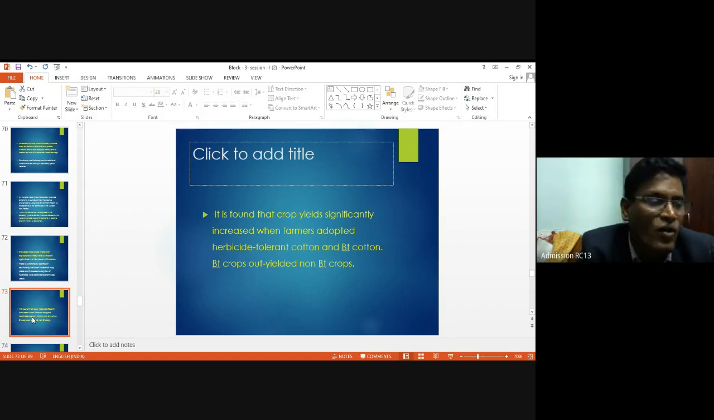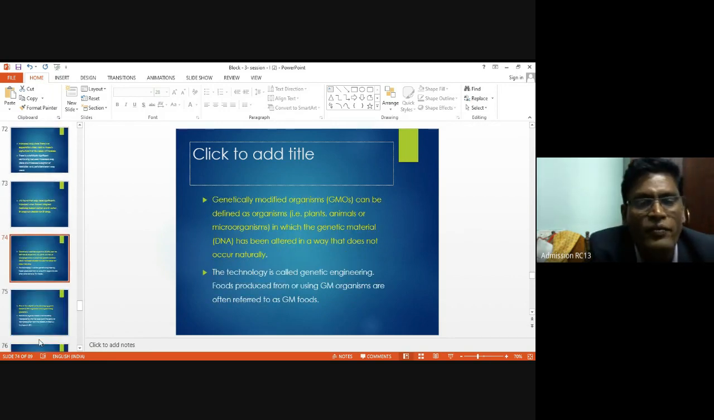And it is also found that crop yields significantly increase when farmers adopt herbicide tolerant cotton and Bt cotton. Bt cotton crops yield more than non-Bt cotton. So genetically modified Bt cotton, which increases the tolerance to herbicide, gives more yield.